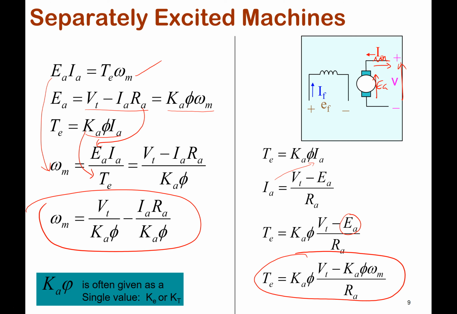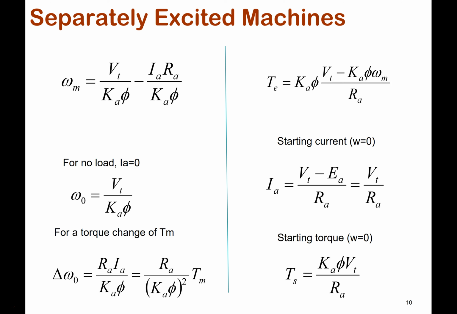So you could derive these easily if you just know a few equations. One equation here, then you need to know the circuit equation and the equations relating the armature voltage and the velocity, and the torque and the current, that is, relating these parameters through the motor constant. And once again, this Ka phi that you're seeing all over here is sometimes given as a single value, Ke or Kt.